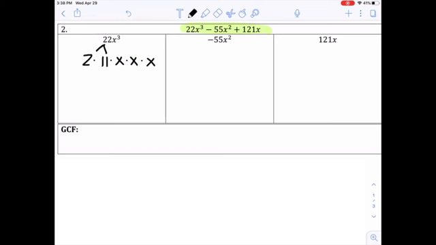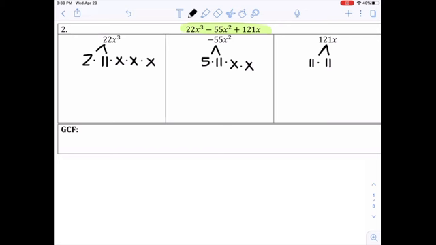All right. Now let's move on to the middle. We have negative 55x squared. So I'm not going to focus on the fact that it's negative because that's not going to affect my prime factorization. So let's break down 55. For 55, we have 5 and 11. Now let's look at our variable, x to the 2nd power. That means we have 2 x's. So let's write down our 2 x's. Awesome. Okay, let's move on to the 3rd term, 121x. So let's break down 121. So off the top of my head, I'm thinking of 11 times 11.